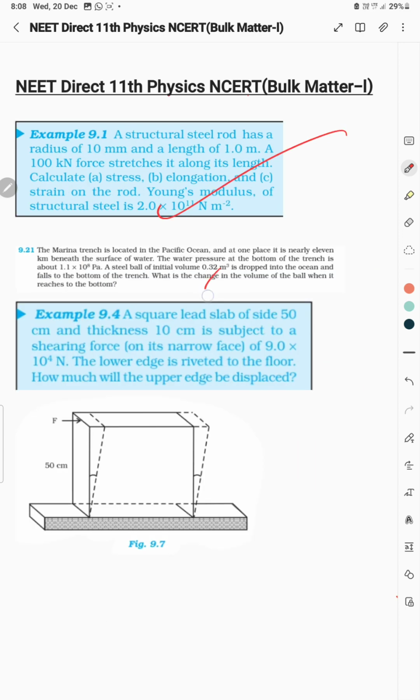So in this way, we have solved all these problems from the NCERT book from the chapter of bulk matter under the program NEET Direct by SP Smart.